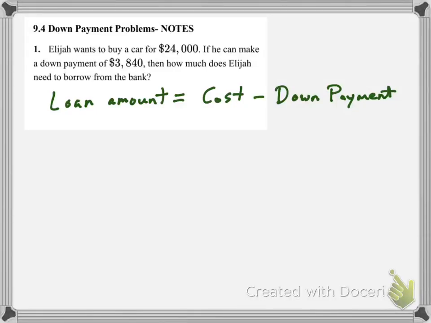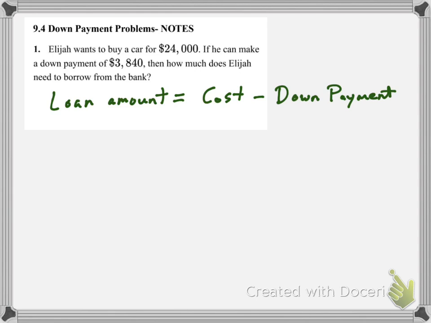So this last section of chapter 9, we're going to get you out of here in this chapter kind of easy, because we're going to be talking about down payment problems. Now, down payment is what you pay up front. So if you're buying a $10,000 car and you want to put a down payment of $2,000 down, that lessens the amount of what you're going to have to borrow. And we'll talk more about that when we get there.